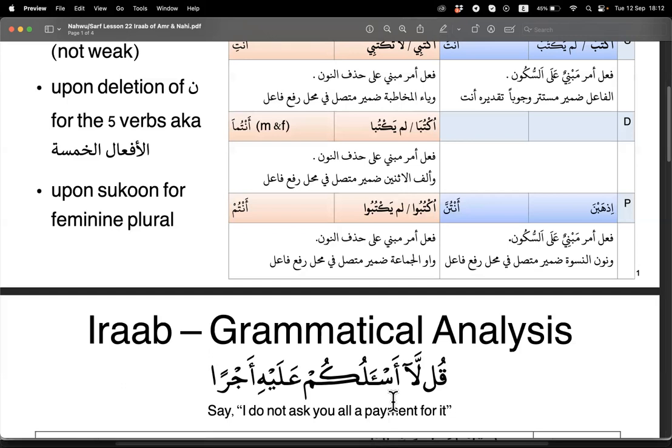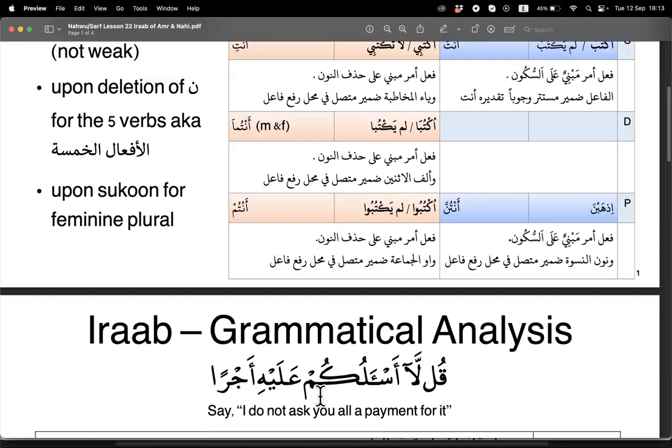Ana is what kind of domir? Is Ana muttasil or mustatir? It's hidden. Hidden is mustatir. Jawazan or wujuban? Wujuban, takdiruhu ana. Very good. Kum? Kum is the domir muttasil. Good.